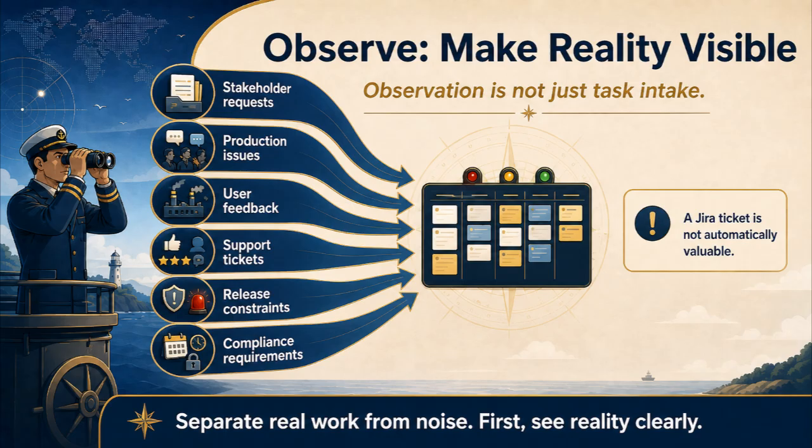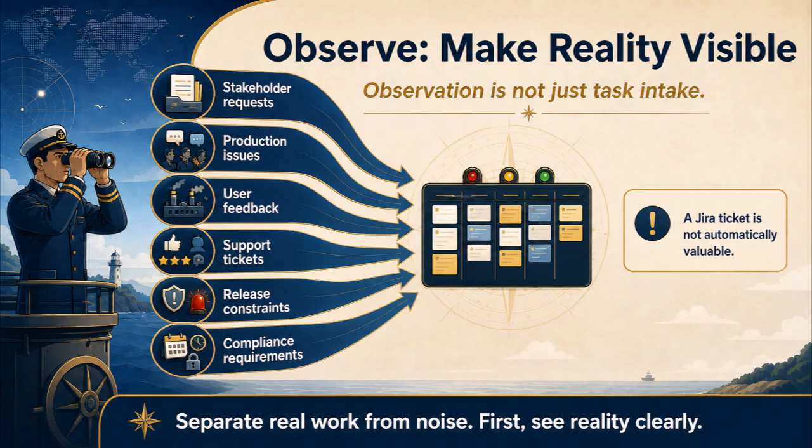The mistake many teams make is treating observation as simple task intake. They receive work, place it into Jira, and assume they are being agile. That is not enough. Observation must separate real work from noise. A stakeholder request is not automatically a priority. A Jira ticket is not automatically valuable. A blocker is not just an inconvenience. It is evidence that the delivery system has encountered friction. From an OODA perspective, your first job is to make reality visible.